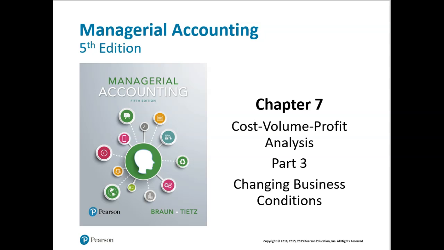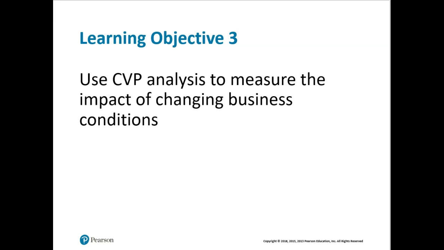Okay, Chapter 7, Cost Volume Profit Analysis, Part 3, Changing Business Conditions. So in this, we'll show how we can use cost volume profit to predict what's going to happen when conditions are changing. Like, let's say prices are changing, or our fixed costs change, or we need to earn more or less. In other words, one of the variables in that chart is changing.